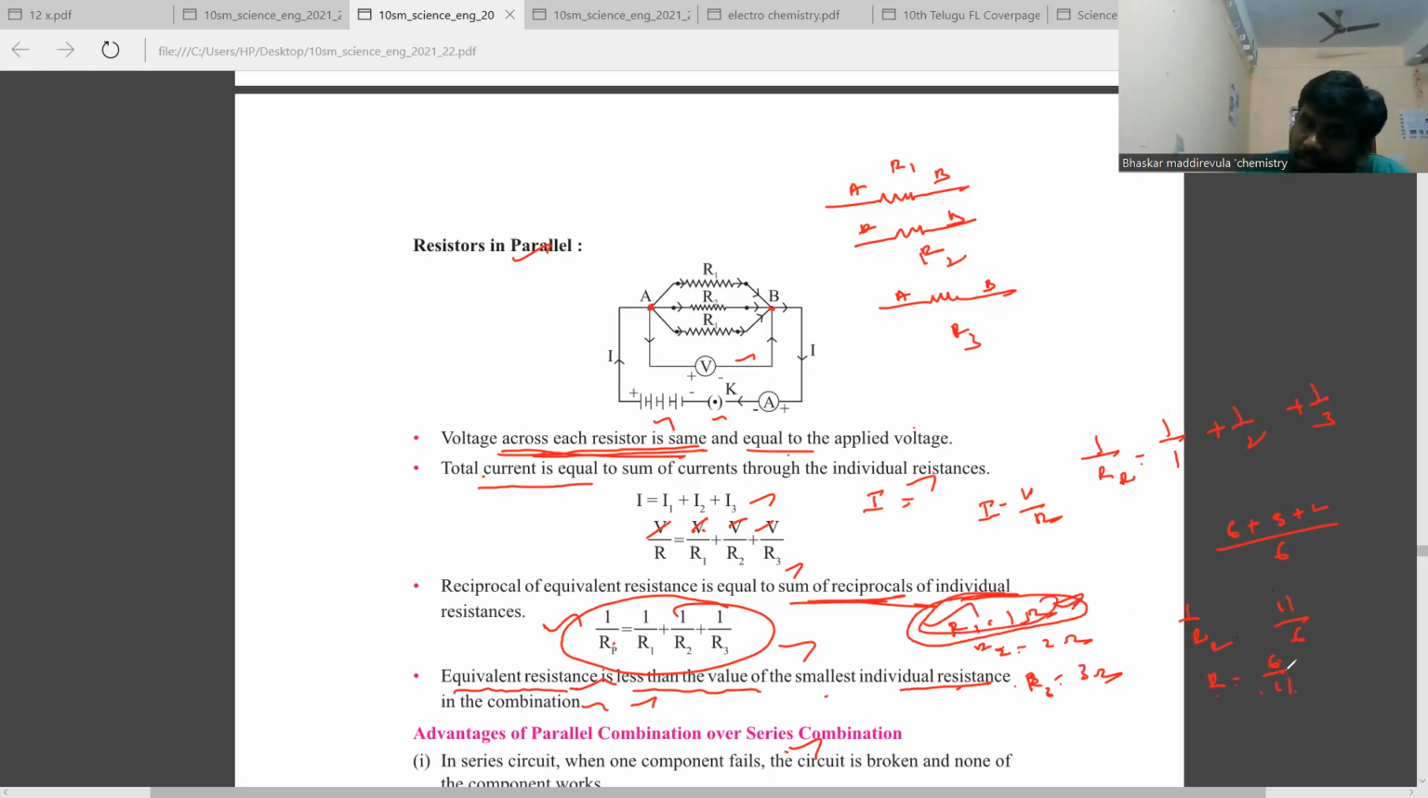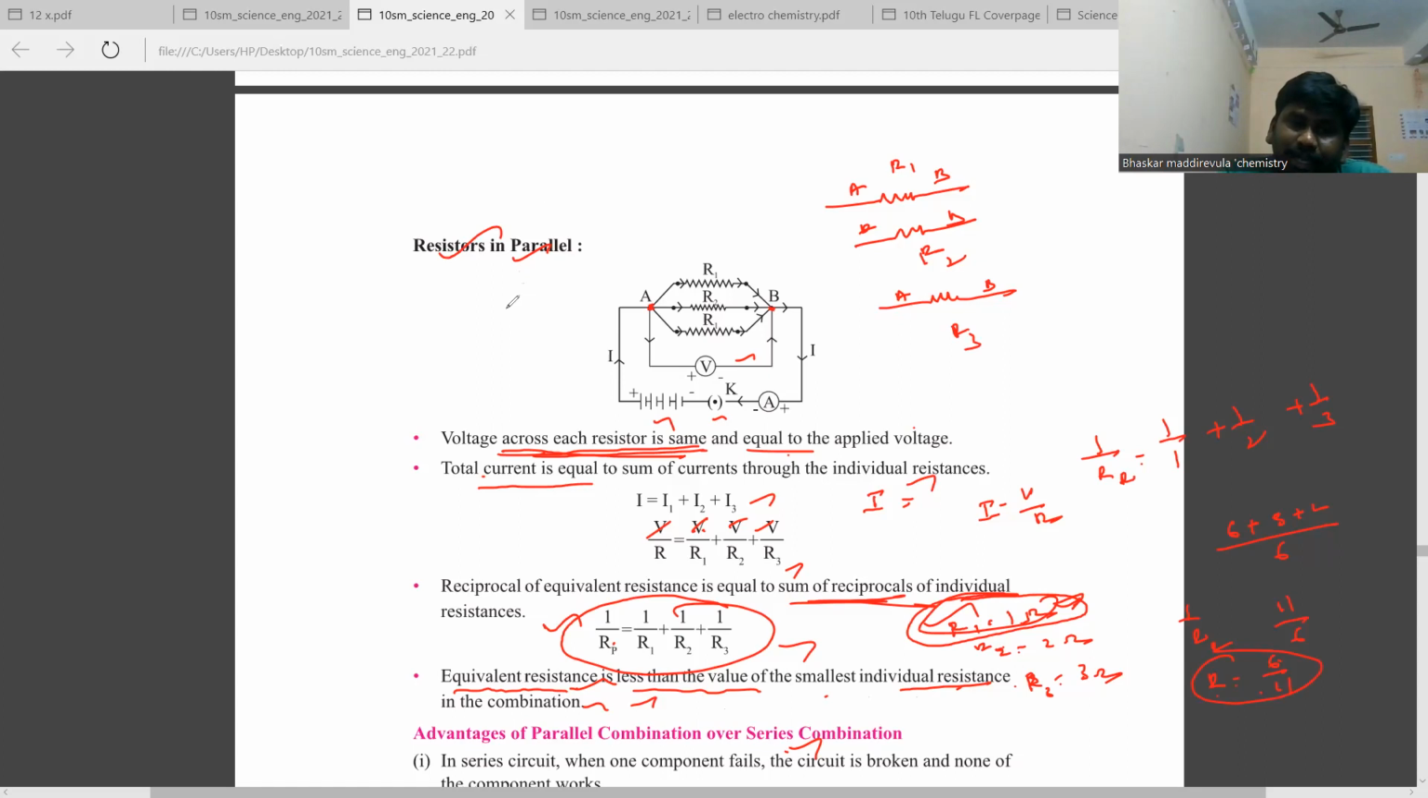So 6 by 11 is smaller than the smallest individual value. You have to keep in mind that the resultant resistance is always less than the smallest resistance of the combination. So this is about resistance in parallel connection.